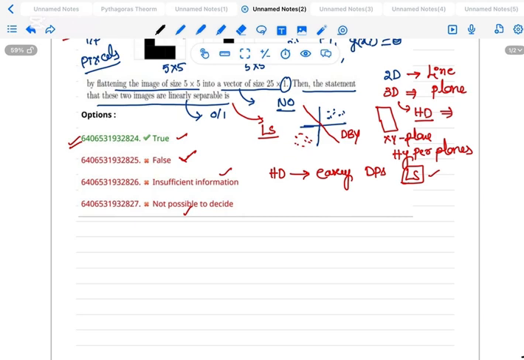Generally, the above two images are distinct images. Two distinct images. Why are these two distinct images?